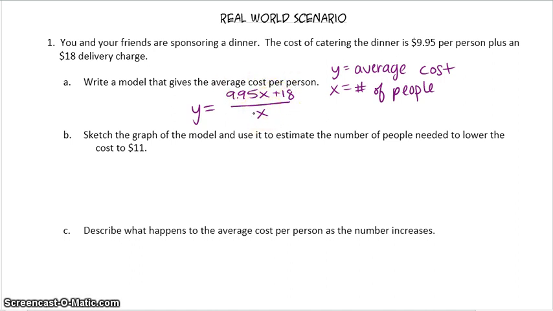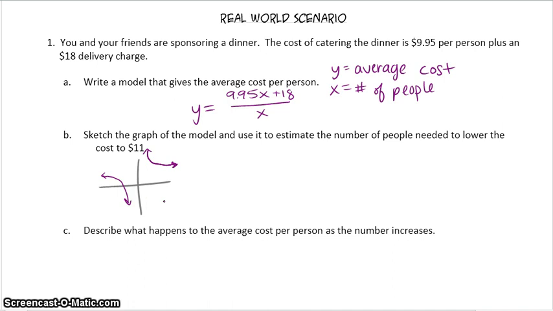If we were looking at part B, sketch the graph of the model and use it to estimate the number of people needed to lower the cost to $11. I want you to take a second and plug this into your calculator and sketch the graph. So our sketch should look something like this. It doesn't have to be too fancy.